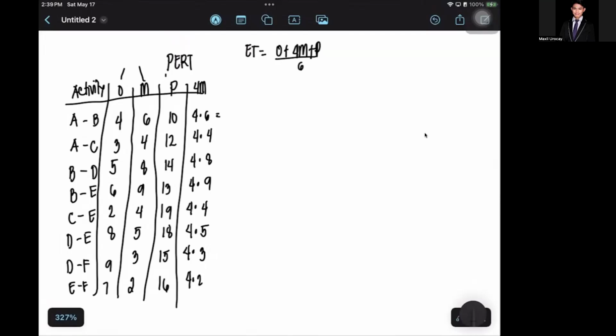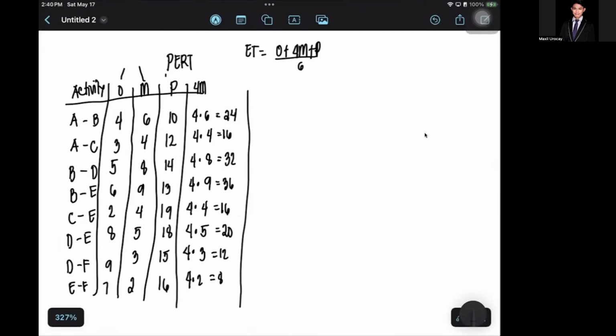So 4 times 6 is 24. 4 times 4 is 16. 4 times 8 is 32. Then 4 times 9 is 36. 4 times 4 is 16. 4 times 5 is 20. 4 times 3 is 12. And 4 times 2 is 8. So this is the 4M that we were able to calculate.